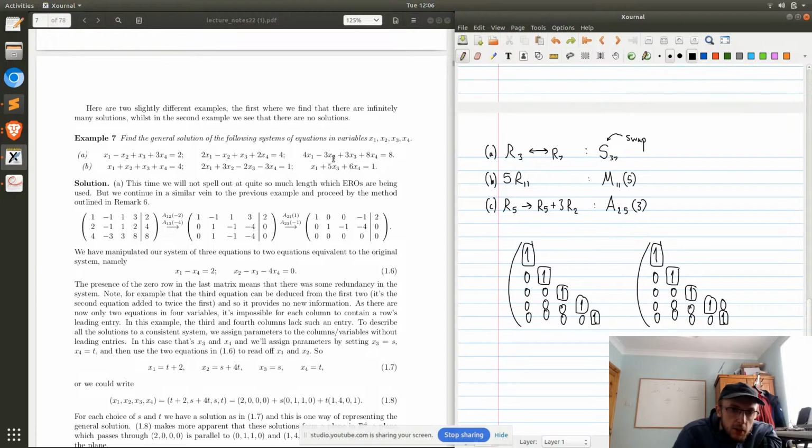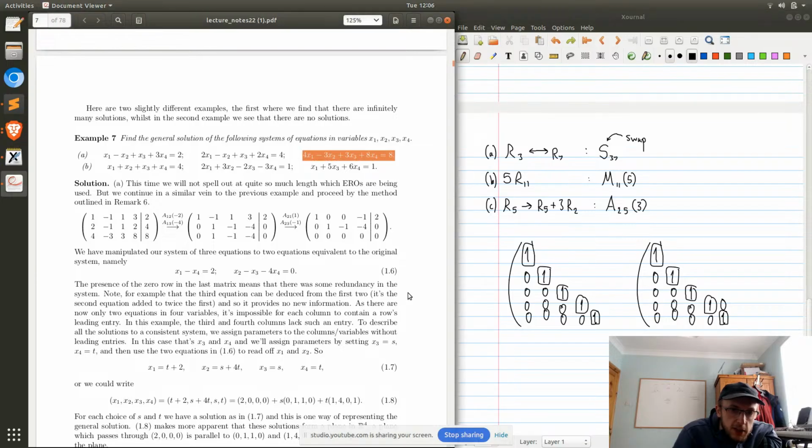And so, oh, right, so this gives you no new information, as there are now only 2 equations in 4 variables. It's impossible for each column to contain a row's leading entry. All right, so infinitely many solutions. So what do? Just give up? No. You describe the slice of infinity that you're talking about.